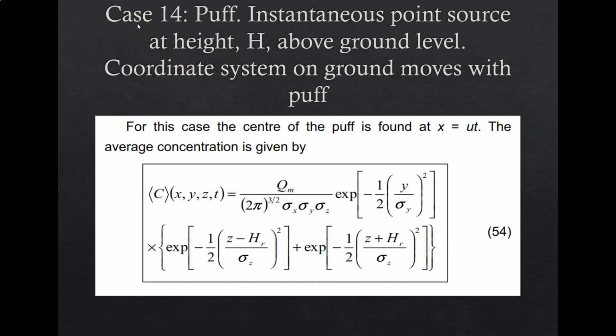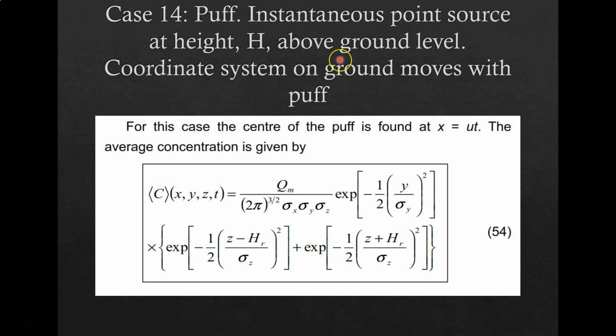Case 14 and case 15 involve the puff distribution model, while case 12 and case 13, as we proceeded before, involve a continuous distribution process. So case 14 involves a puff distribution, an instantaneous point source at height h above ground level.